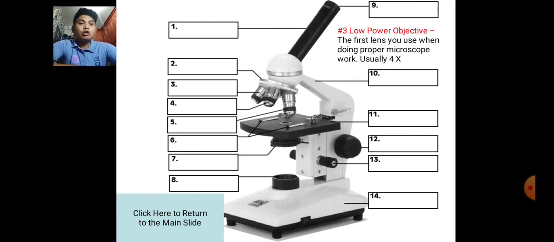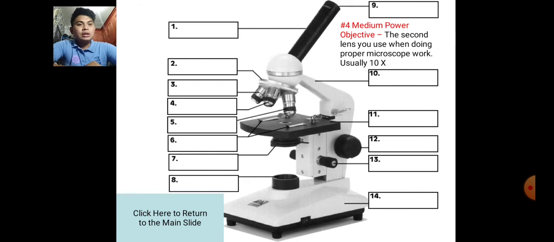Okay, the number 3, the low power objective. Sabi ko nga po kanina, the first lens you use when doing proper microscope work. Usually, 4 times magnification. And number 4 is the medium power objective. Yung kanina po is low power, ngayon naman po is medium power objective. The second lens you use when doing proper microscope work, usually 10 times magnification.